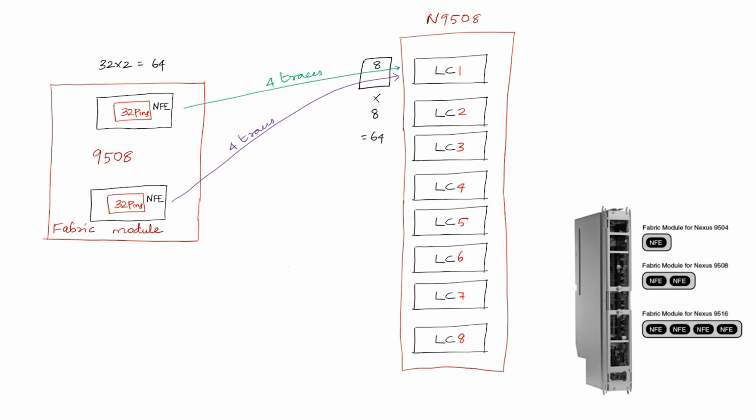So what is the number of traces per line card? 8. And what is the bandwidth for one trace? 40 gig. Therefore, 8 fours are 32, 320 gigs. So that's what you get for one fabric module.